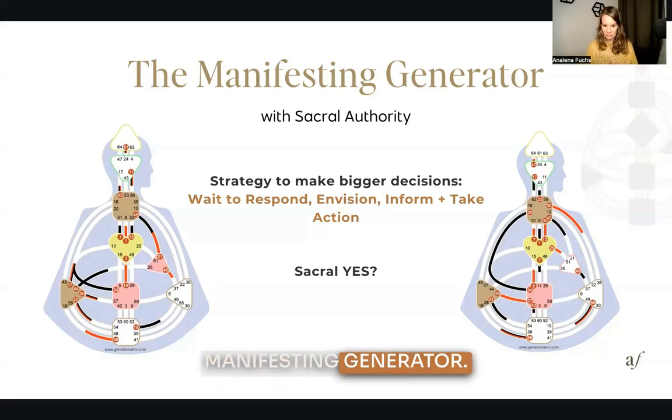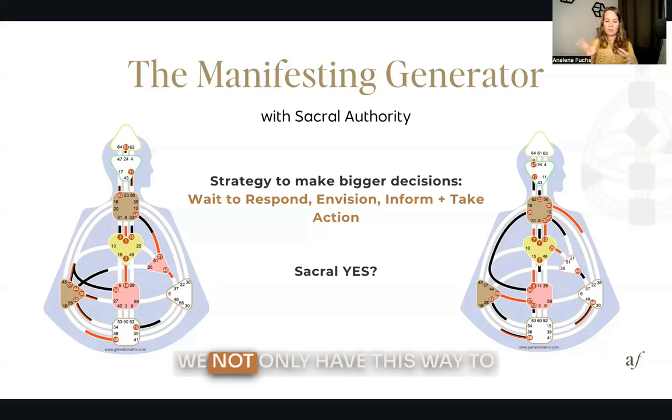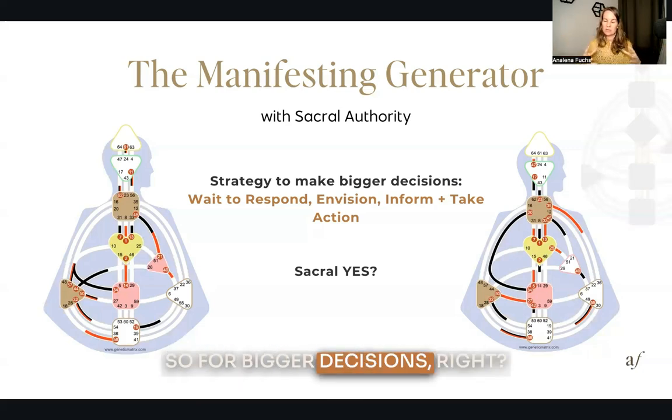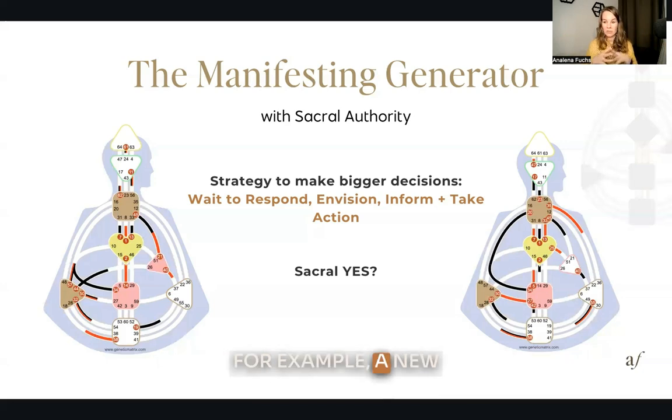Now, for manifesting generators, we not only have this way to respond when it comes to making decisions, we also have this envisioning phase. And what does that mean? For bigger decisions, right? For example, a new business endeavor that's probably going to take a lot of time, maybe a lot of money investment, and all of this, right?